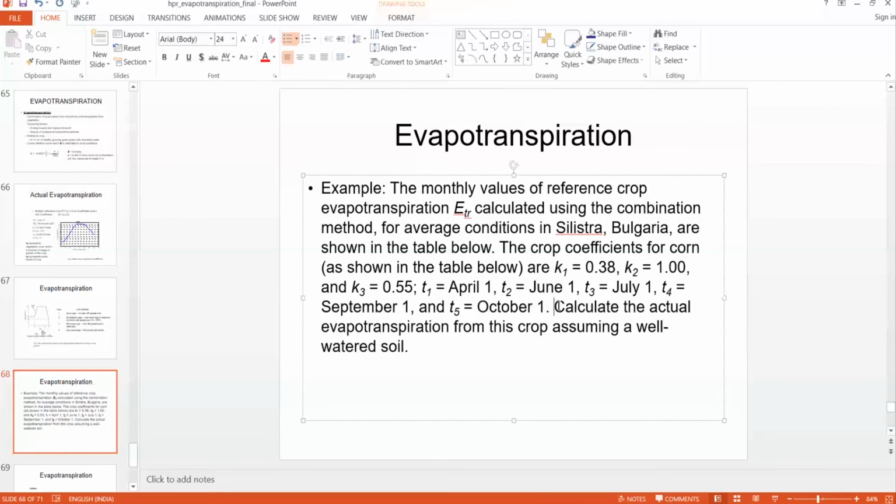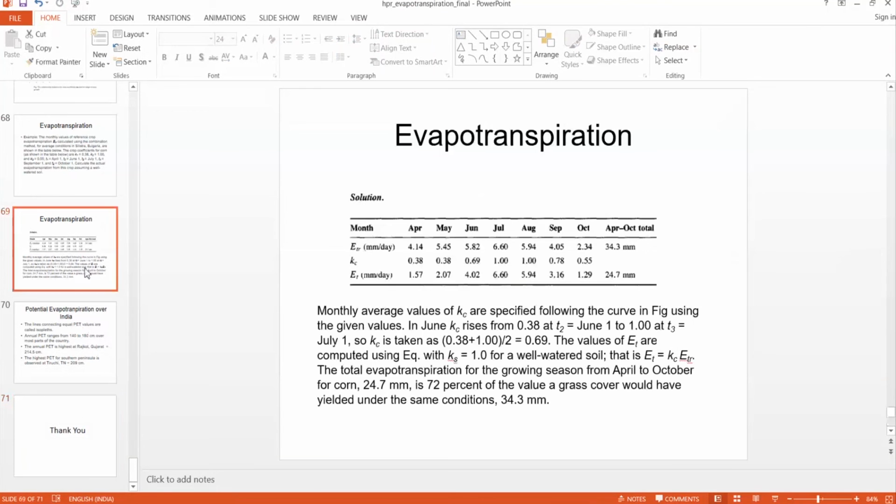So now we have to calculate the actual evapotranspiration from this crop, assuming a well-watered soil. So assuming a well-watered soil means the water content is maintained at field capacity. That means Ks is equal 1. So table is given in the next slide. You see ETR. This is calculated by a combined method for reference crop. Okay, so that is given for different months.